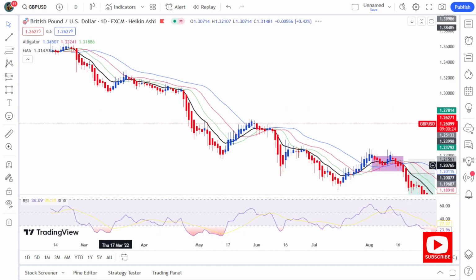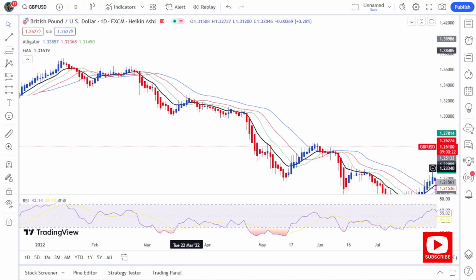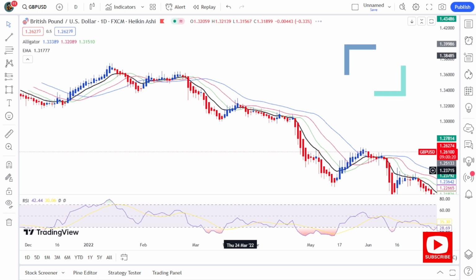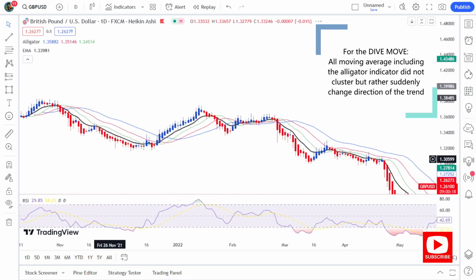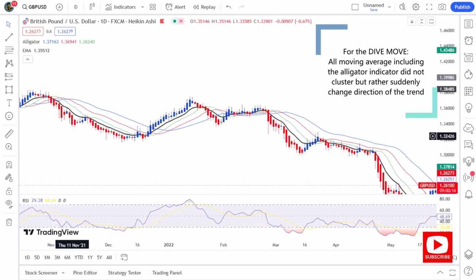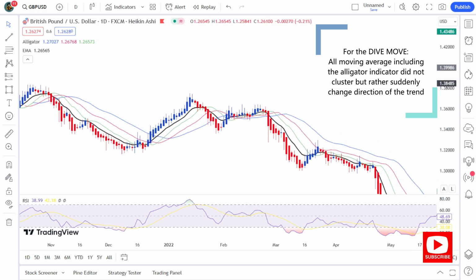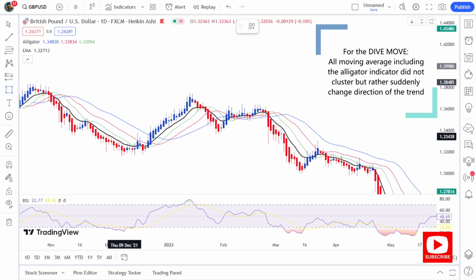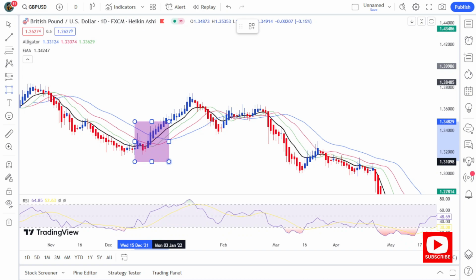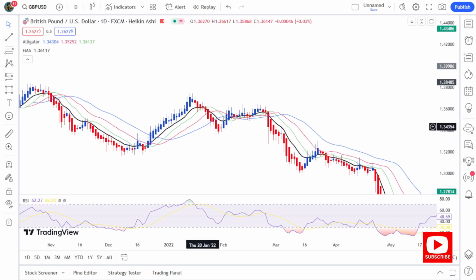This basically means that the Alligator is not asleep, but it is moving. For example, as we can see here, in this swing, the moving averages did not cluster. The moving averages did not cluster, but they just went like that in a swing move.